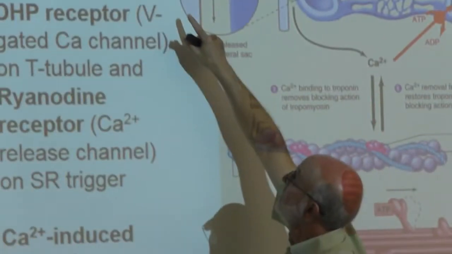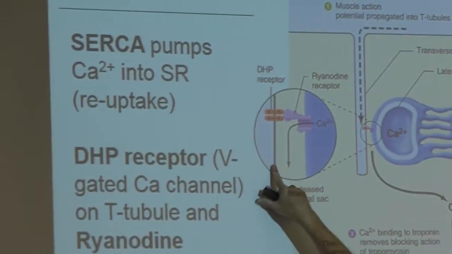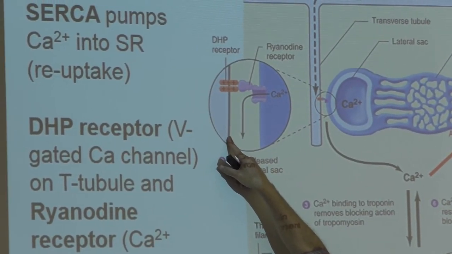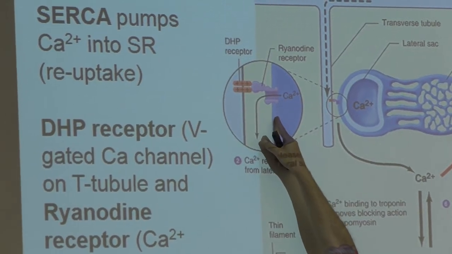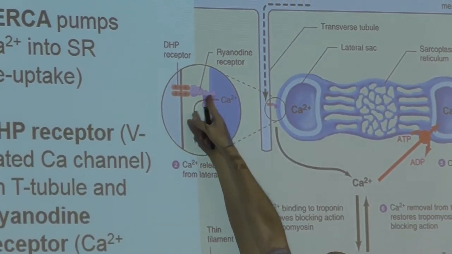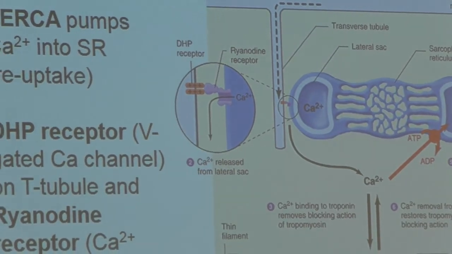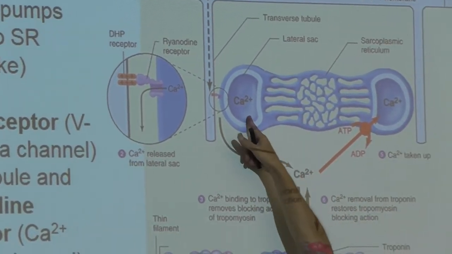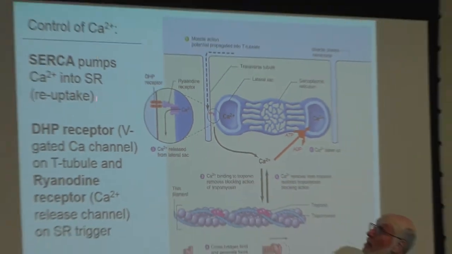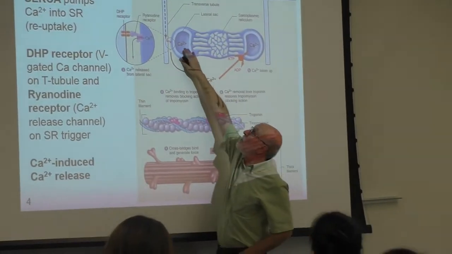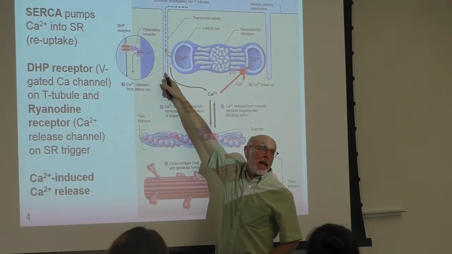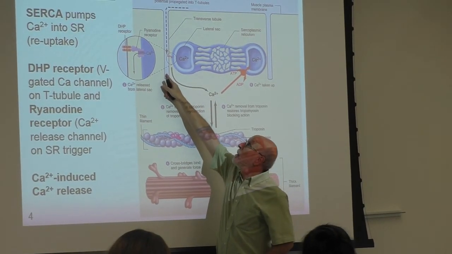So calcium flowing through the channel in the T-tubular membrane triggers calcium channels in the SR membrane, and calcium flows out of the SR. So remember that in the SR, calcium concentration is high. Why? SERCA. SERCA pumps calcium into the SR. So the calcium concentration is high here. The calcium concentration is low here because of the plasma membrane calcium ATPase.